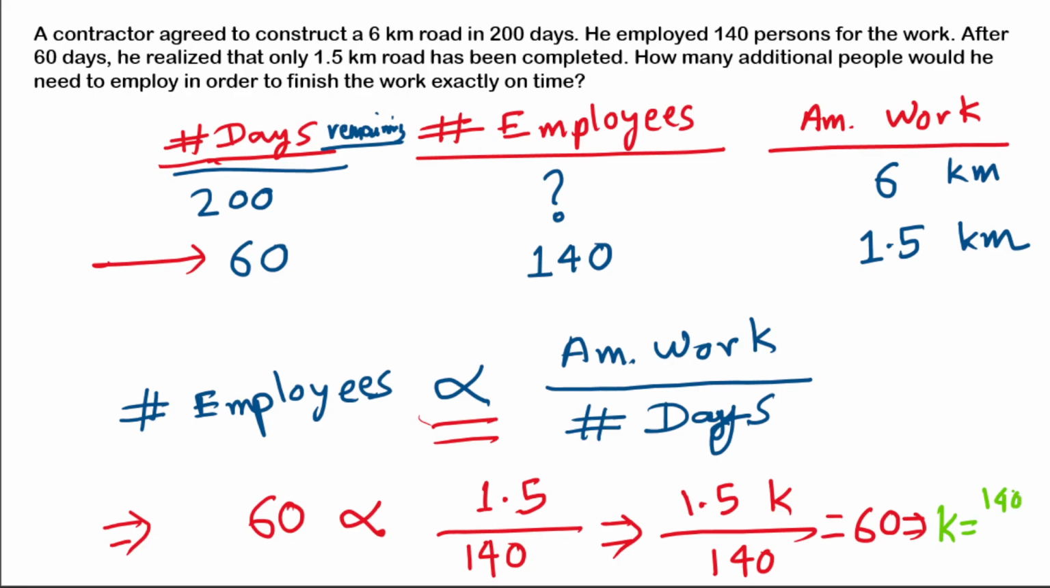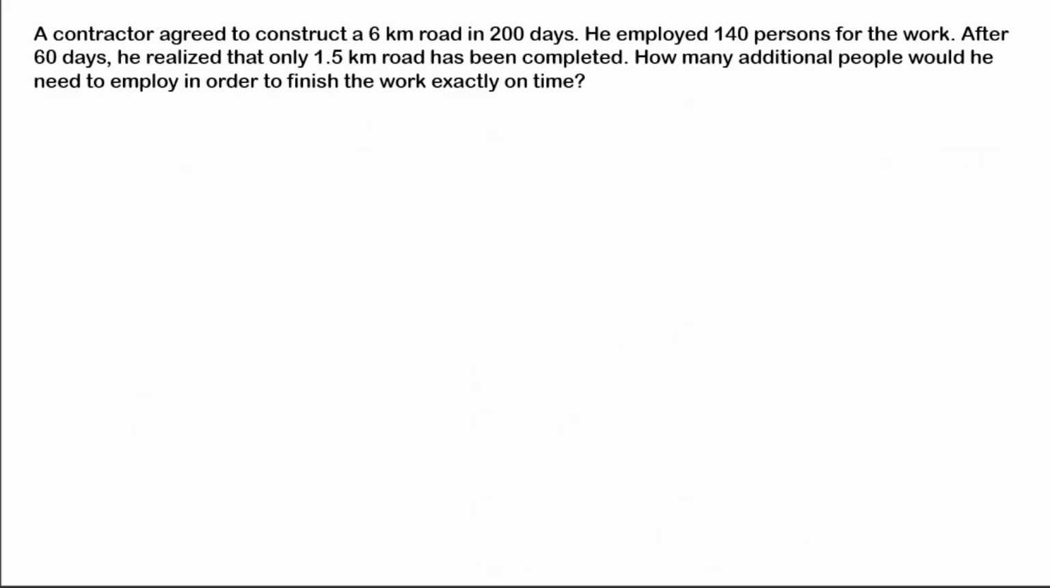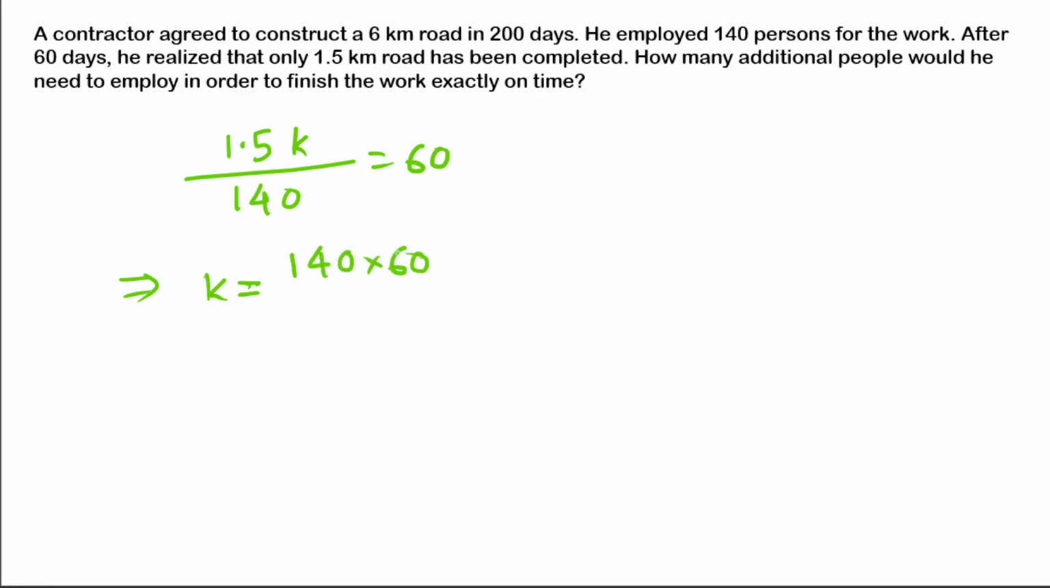Let us write it on another page, this will be problematic if we continue on this page. So 1.5k by 140 equals 60. So we can write that k equals 140 into 60 by 1.5. Also, if you're studying for an exam or a test, I always ask you to hold up the calculations till the end. Many things get cancelled out. So this is what we have here: 140 into 60 by 1.5.